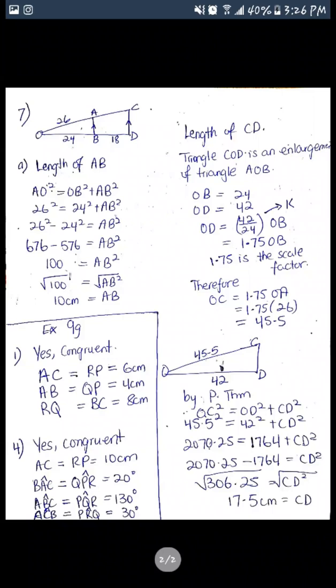Okay, so we had number 7, which was, I would say, the trickiest of them all. Finding the length of CD was the only difficult part in a way. But part A was just regular Pythagoras theorem, right? So there's two triangles in one. I remember we were dealing with scalar triangles, a triangle that is just an enlargement of another triangle.